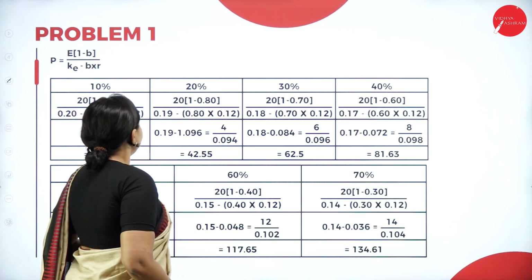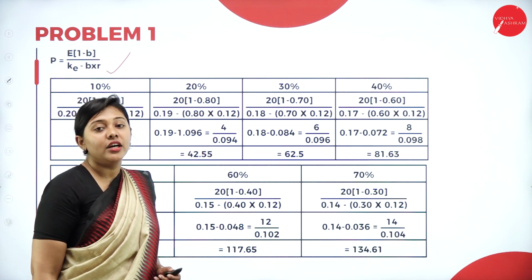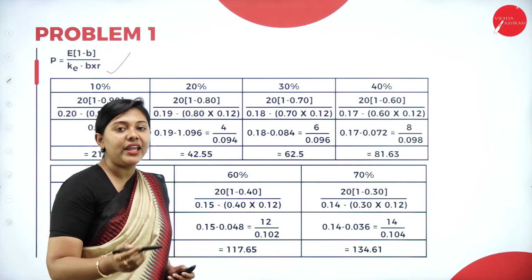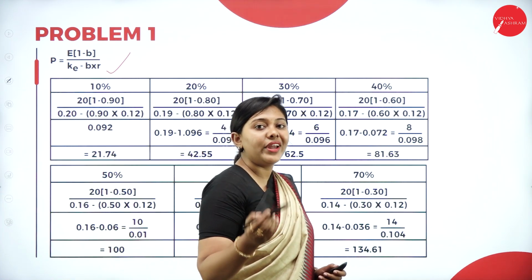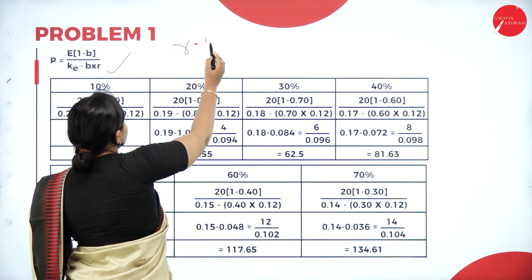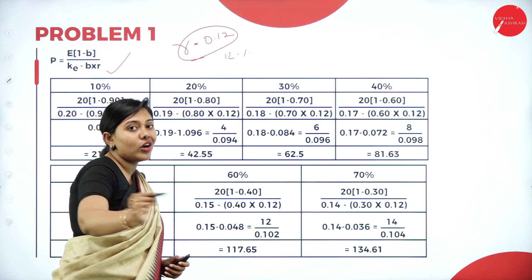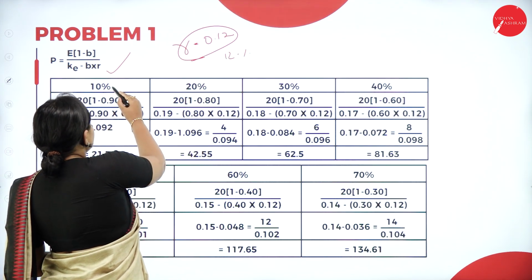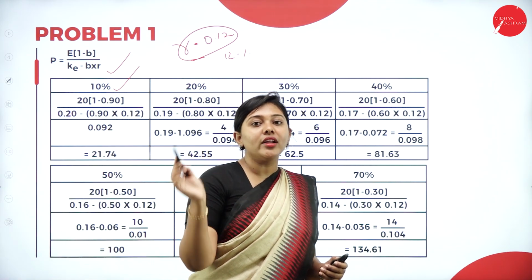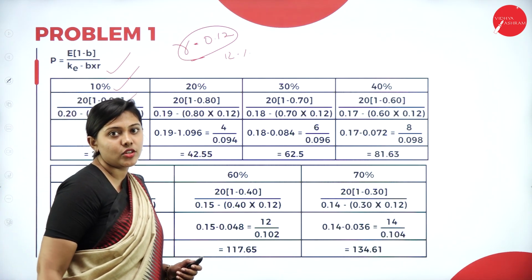Moving forward, the formula: earnings times 1 minus B, that is your retention ratio, divided by equity capitalization rate minus retention ratio into rate of return. So the rate of return is how much here for all the cases? It is 0.12, because it is 12% for all the cases. When the dividend payout ratio is 10%, your retention ratio will be 90%. So 0.90, we have taken.